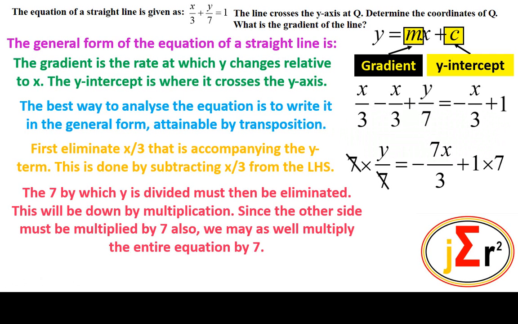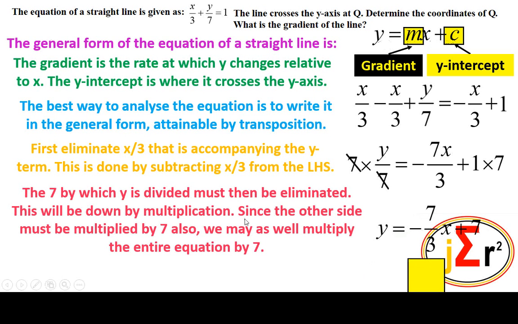Consequently, the 7 is eliminated entirely from the left hand side, and what we have remaining, of course there's no doubt, just 1 multiplied by 7 is the only different form that we have there. So we have y is equal to negative 7 over 3x plus 7, and that equation is in the general form as required right here.